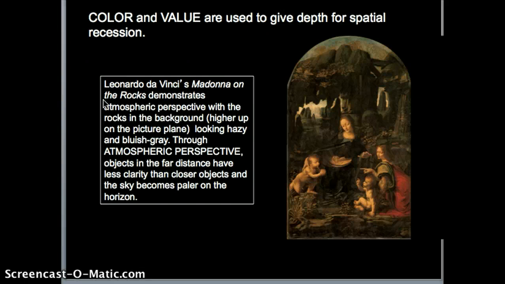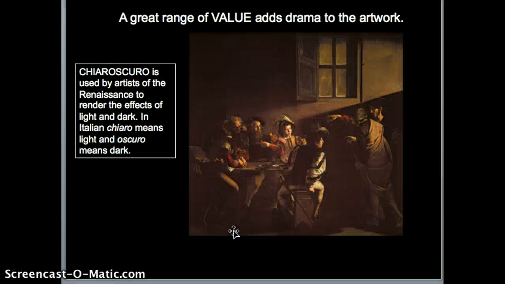This is how color and value are used to give depth for spatial recession. Looking at Da Vinci's Madonna of the Rocks, we see atmospheric perspective with the rocks in the background here much more hazy and bluish gray. There's a different kind of value here, and then it gets darker as the objects get closer to us. There's a great range of value in any artwork that has a lot of drama. Chiaroscuro is one of our vocabulary words used to render the effects of light and dark during the Renaissance.